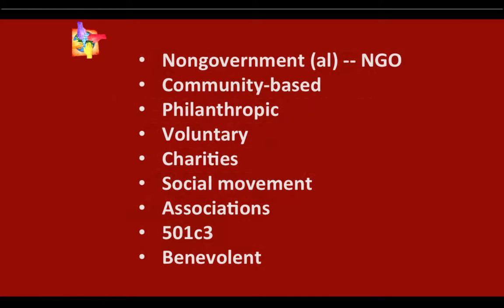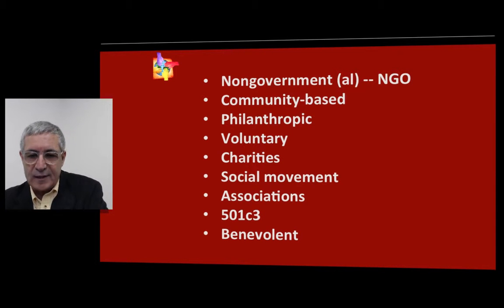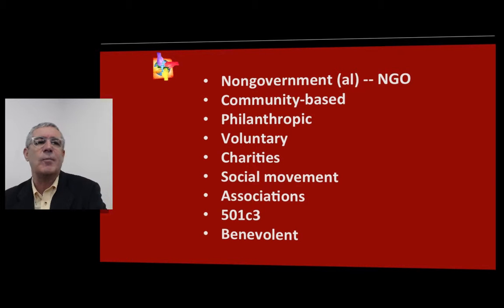In addition to these words, there's a whole lot of other terms we often see: non-governmental organisations, NGOs, community-based, philanthropic, voluntary, charities, social movement, associations, 501(c)(3), that's the designation we use in the United States to classify these organisations, and we talk about benevolent organisations. So it's important to understand that yes, each of these terms is slightly different, but in fact we use them interchangeably, and it really depends on what is the linguistic fashion in the country in which you're talking, and what term you prefer and feel more comfortable with.